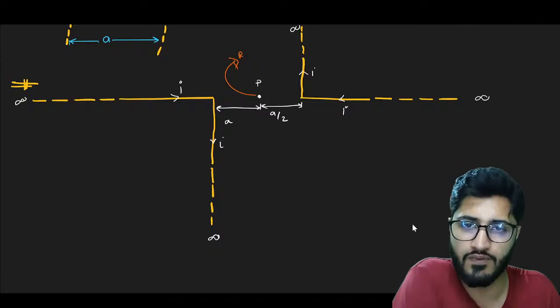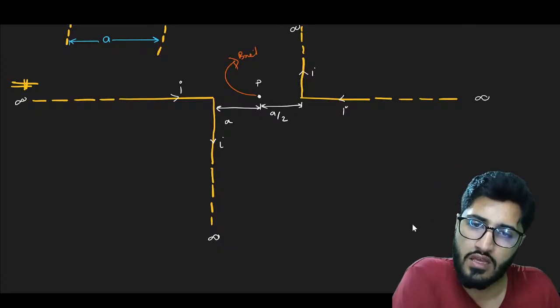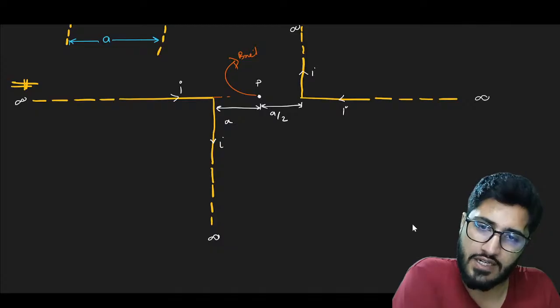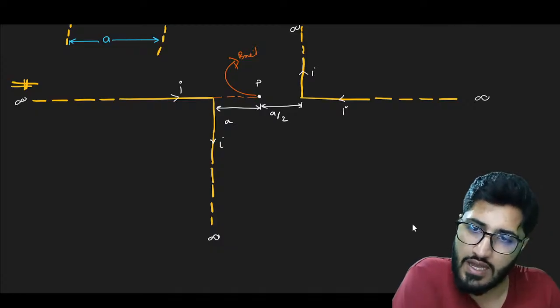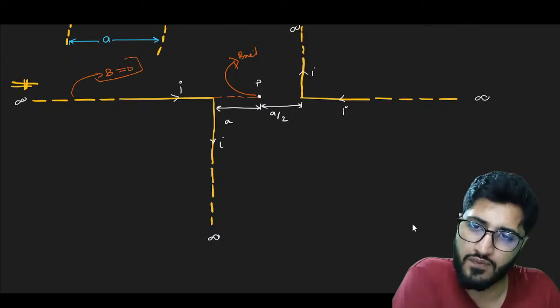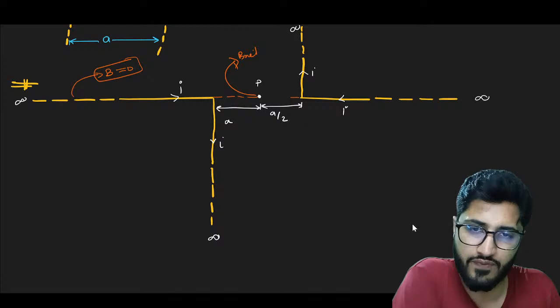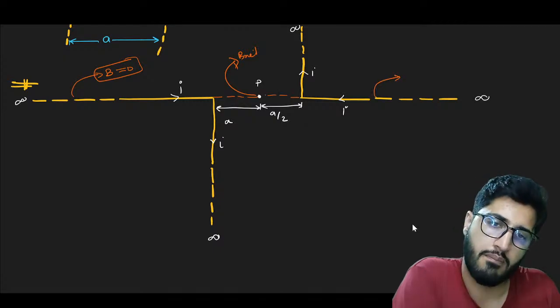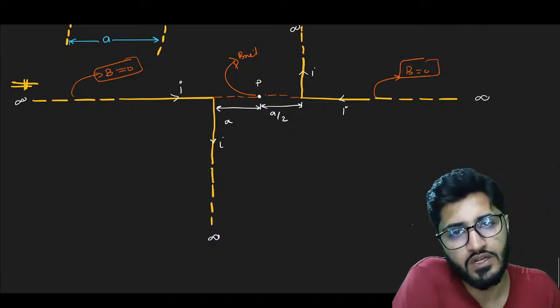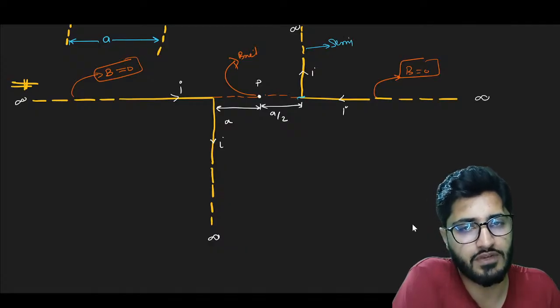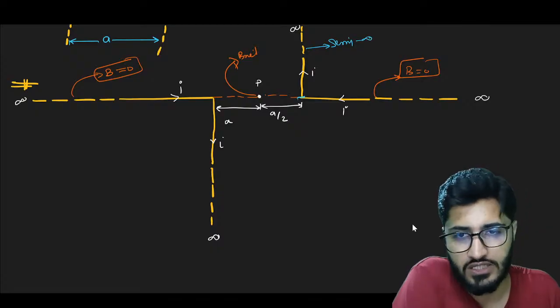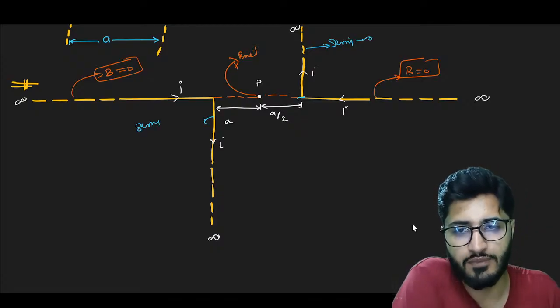B net. Look, if we talk about this line, I will just extend it. For this line, the magnetic field is 0. This one, the magnetic field due to 1 is also 0. Now this one is semi-infinite, and this one also is semi-infinite.